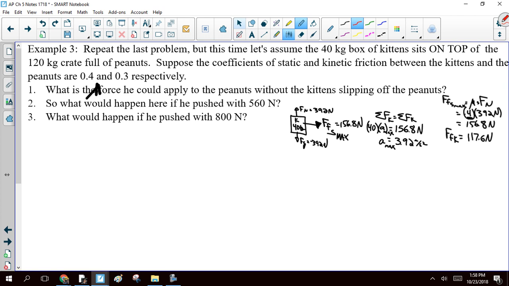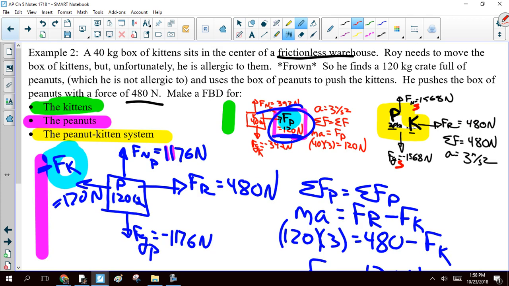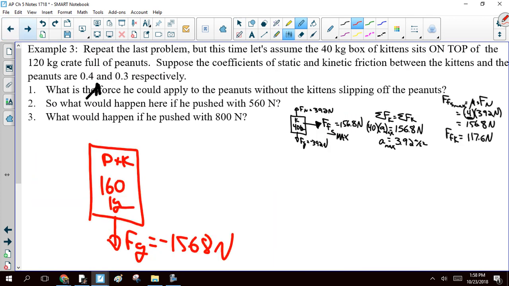All right. So here's the whole system. Here's the peanuts and the kittens. That's 160 kilograms. So the force of gravity on those guys is, what did we decide it was? Negative 1568, I hope. Yeah, 1568. Okay. And so there's a normal force of positive 1568. I'm being sloppy with my units, or my names. I'm reusing my normal force. All right, so there's our normal force.